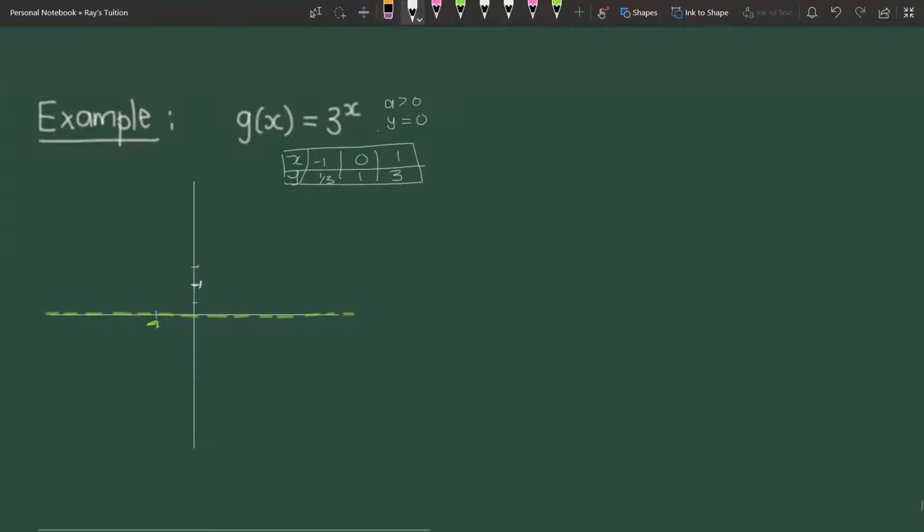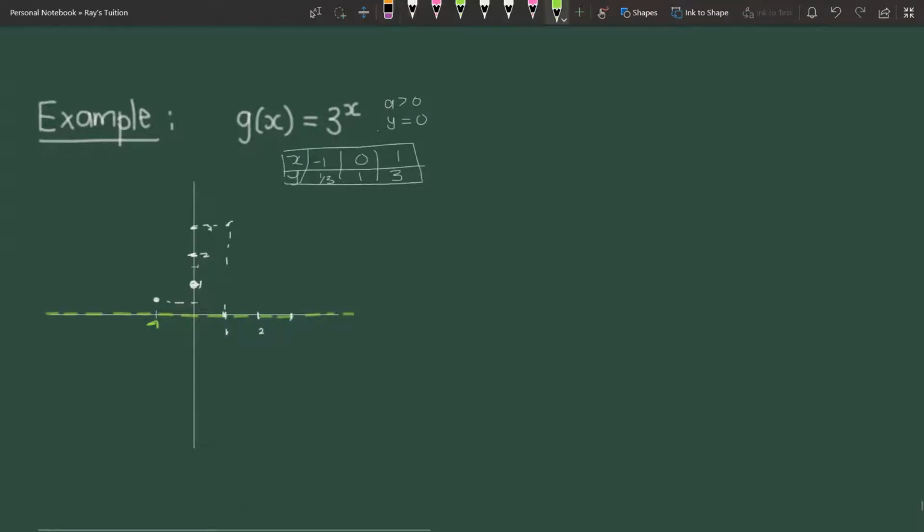So this here is 1. Here we'll make 2. And this one here is 3. Here again we have 1, 2. Okay, we only need that. So at negative 1, it's a third. So it will go through that point. At 0, it's 1. And at 1, it is 3.